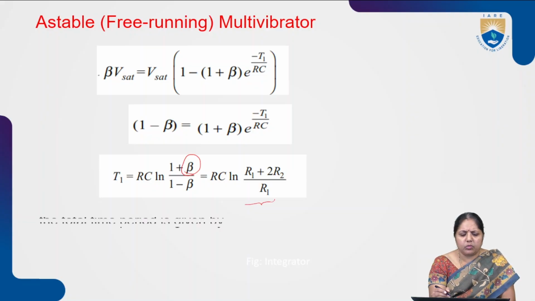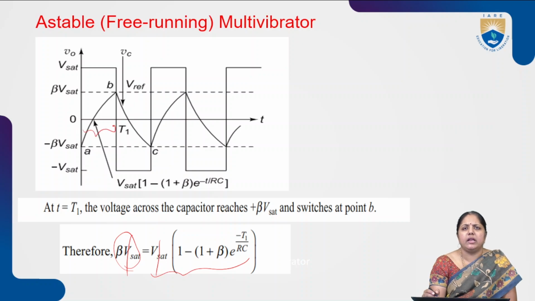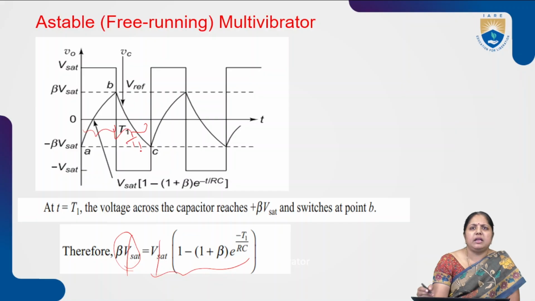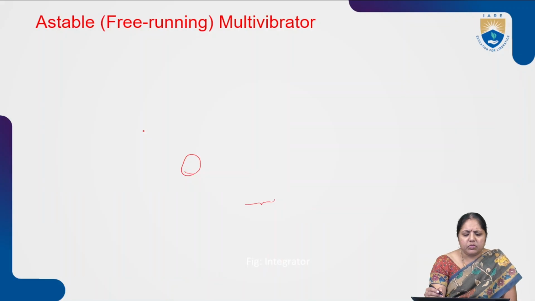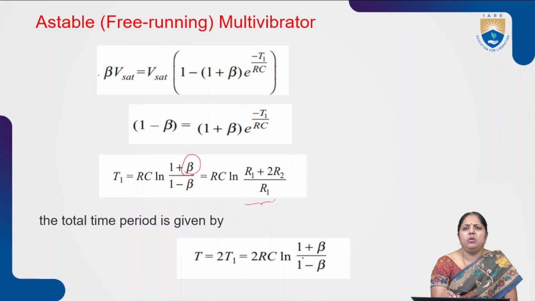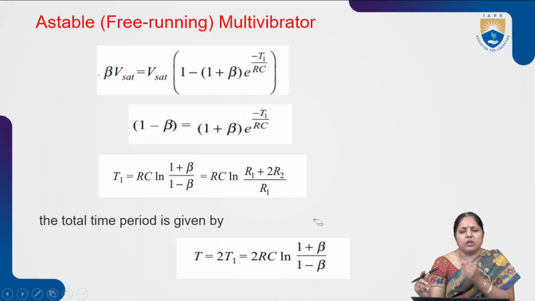Now, if you observe the waveform here, I have considered only this part of the time, not the total time period. The total time period means both the positive half as well as the negative half. Here this also becomes T1. So the total time period equals 2 times T1, which I need to consider. Then you will get T equals 2 RC into ln of 1 plus beta by 1 minus beta. This is the expression I am getting. This is the time period for the corresponding oscillations.